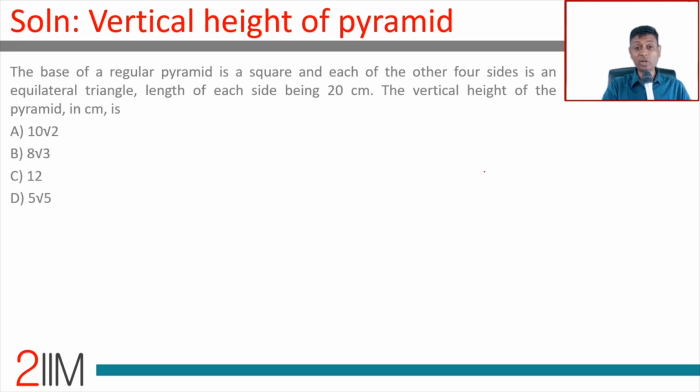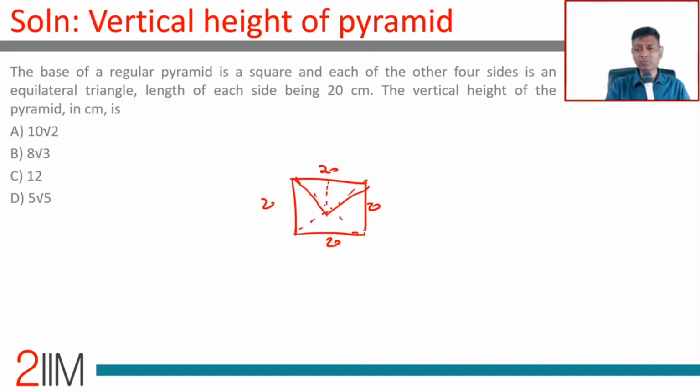The base of a regular pyramid is a square, and each of the 4 sides is an equilateral triangle, the length of each side being 20 centimeters. Find the vertical height. Wonderful. The base is a square, and then there are 4 equilateral triangles rising from here. So 20, 20, 20, 20. I'm going to imagine one of those equilateral triangles, let's say this one, and imagine that altitude there.